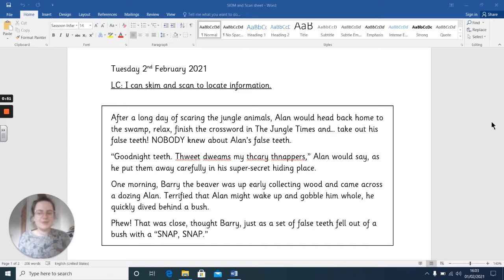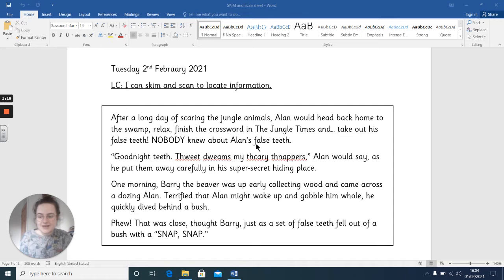Once you have done that, you will have read enough of the story to understand what's happening and to answer today's questions. What we are doing today is skimming and scanning to locate information. That means that we are going to answer some questions and we are going to find the answers to the questions by looking in the text really carefully.